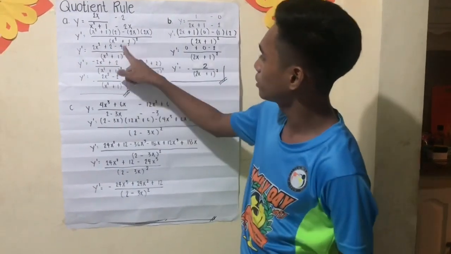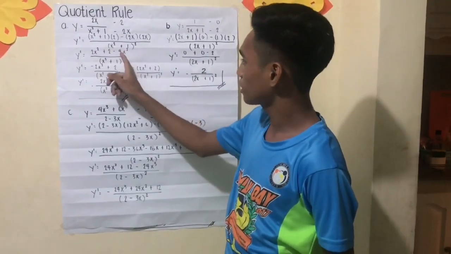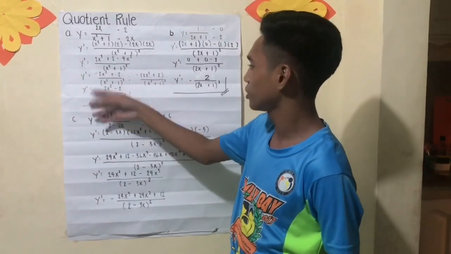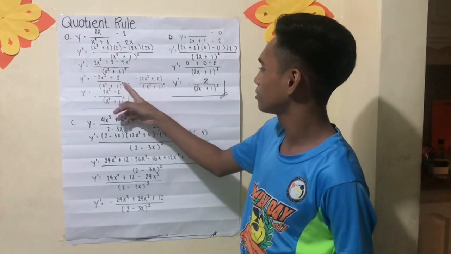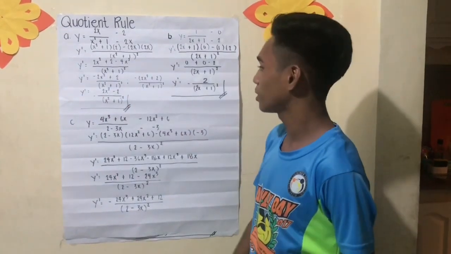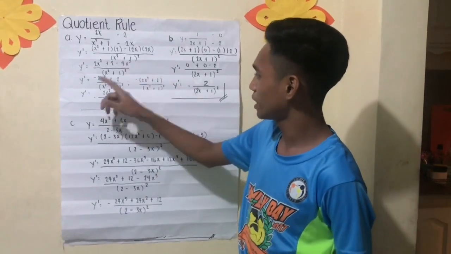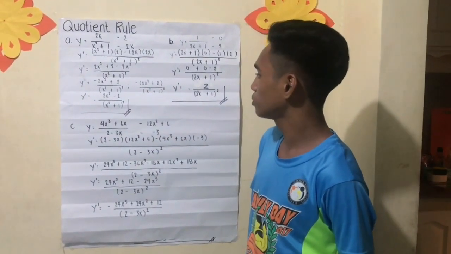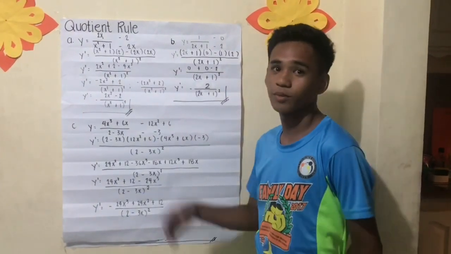So here, like terms, you subtract. So the answer is in the next equation. So y prime is equal to negative 2x squared plus 2 over the quantity of x squared plus 1 raised to the power of 2. So the answer is y prime is equal to negative 2x minus 2 over the quantity of x squared plus 1 raised to the power of 2.